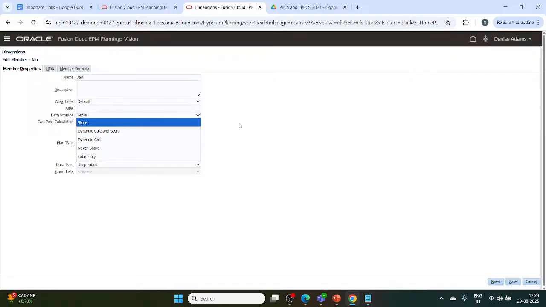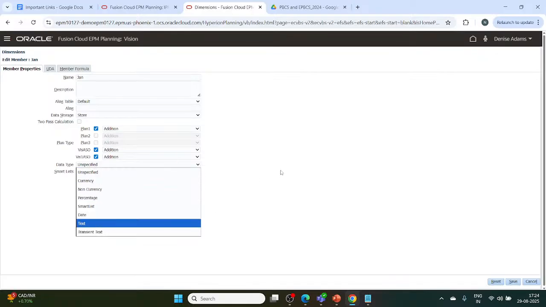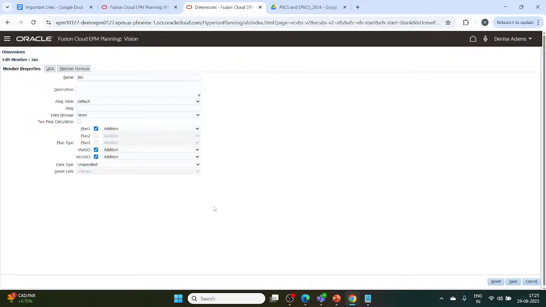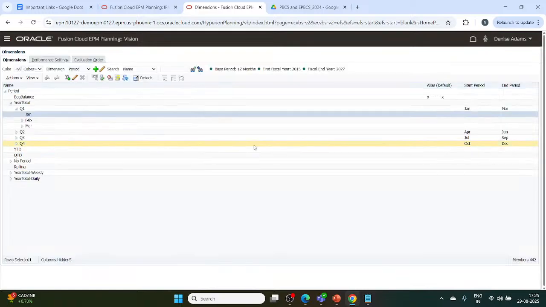So store means for entering the data, while dynamic calc is for aggregation of data. Never share, if we don't want to share the thing, so we can choose never share. Here label only is for labeling the data. Here we can select label only. Dynamic calc and store means loading the data along with aggregation of data. Here this is our cube, and the data type would be according to the type of data, like currency, percentage, smart list, date, text, some others. So this is our period dimension here.